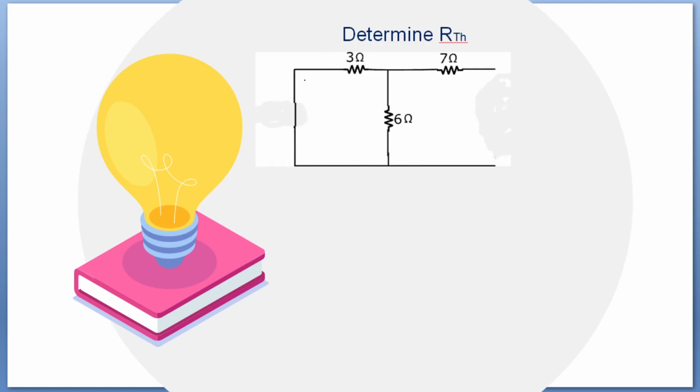Now what is step 3? Turn off every independent voltage source. Turning off the independent voltage source means short circuiting the voltage source, so that the voltage value becomes 0. If there is a current source, we have to open circuit that current source. Here it is a voltage source, so we have to short circuit it.